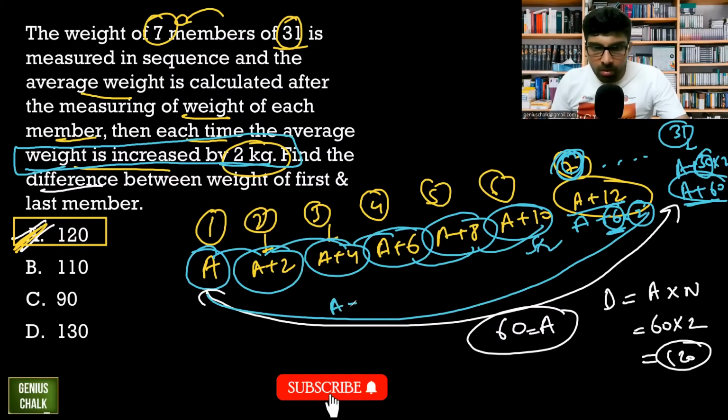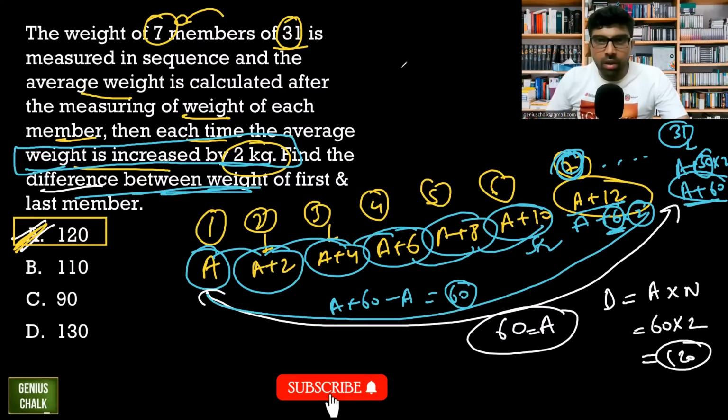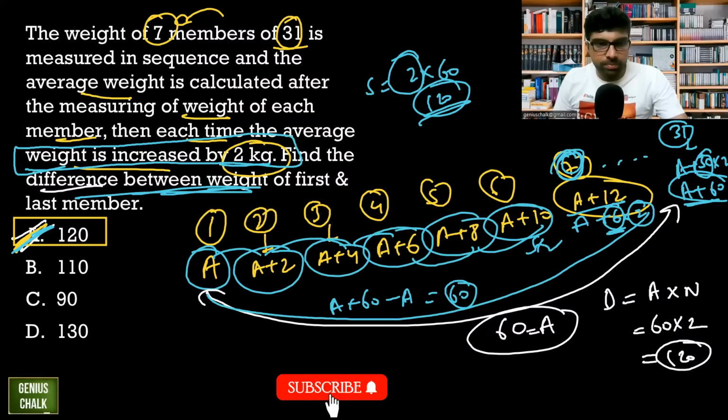That means, what is the difference in average? Difference in average is A plus 60 minus A, that is 60 only. But we don't want difference in average. We want difference in weight. So if there are two members and difference in average is 60, so what should be the difference in weight? There are two members. So multiply this by 2. So this is 120. 120 is my answer.